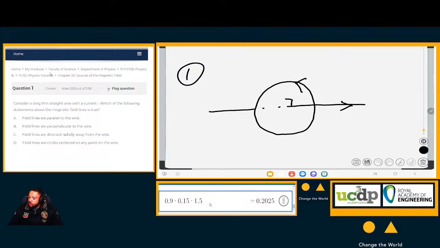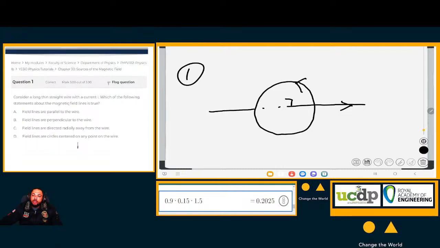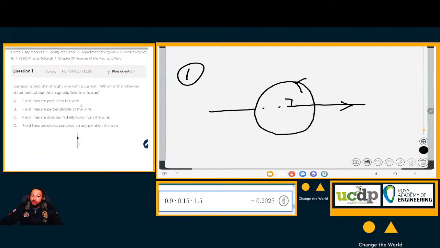So let's continue. Which of these statements will then be true for the magnetic field created by this thin conductor, this current carrying conductor or wire, whatever you choose to call it? A says the field lines are parallel to the wire. No, the field lines are perpendicular to the wire. So it cannot be A. A, wrong.